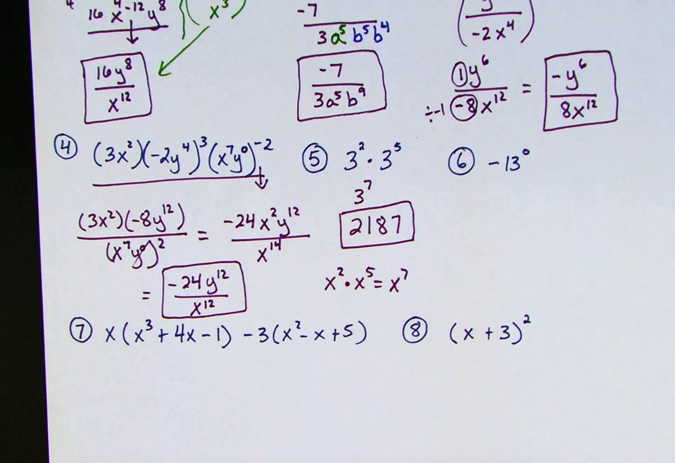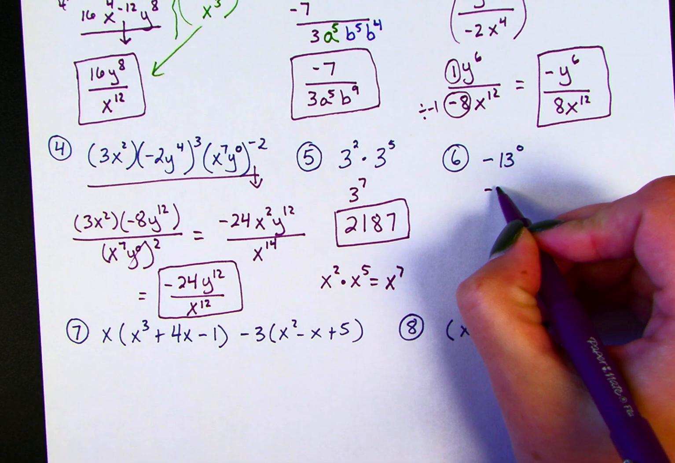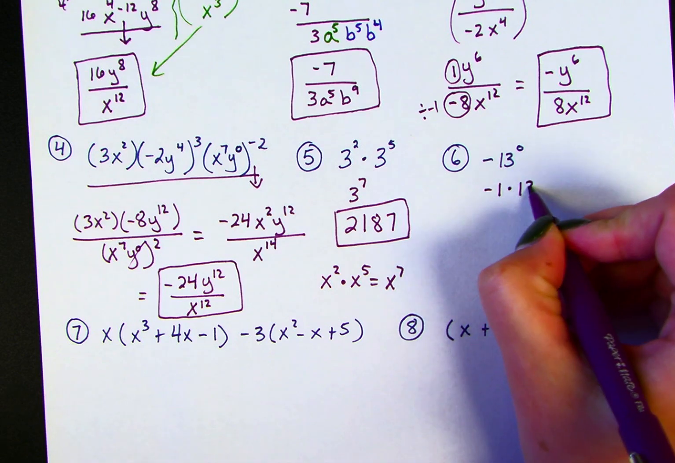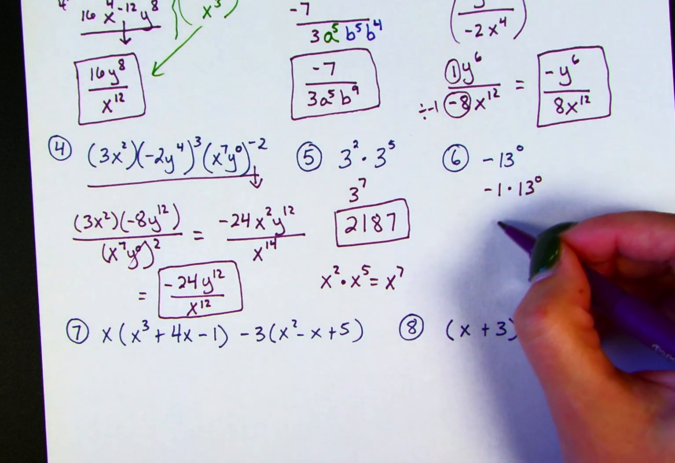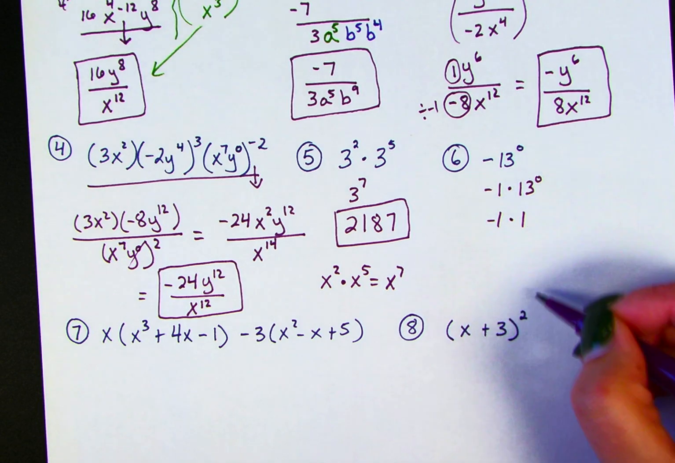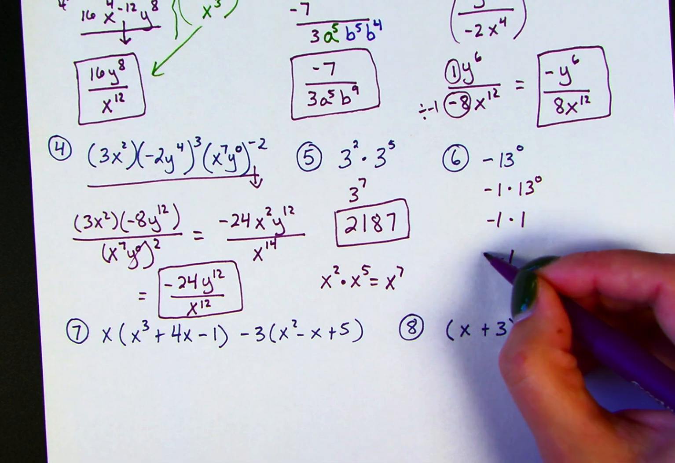All right, and then number 6. So again, this means -1 times 13 to that 0 power. And then anything to the 0 power is a 1. So I have -1 times 1, which is -1.